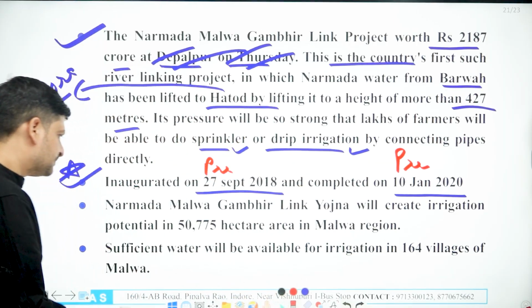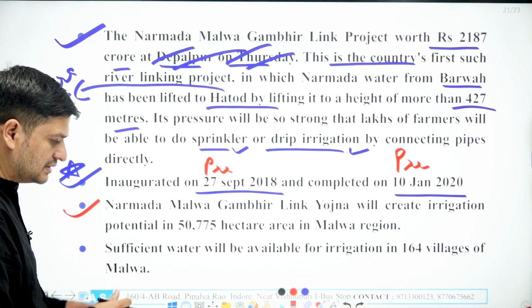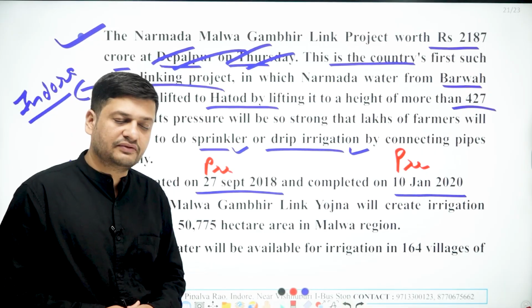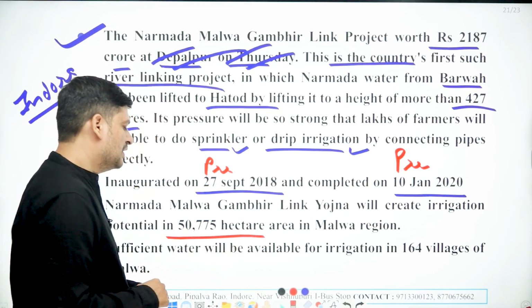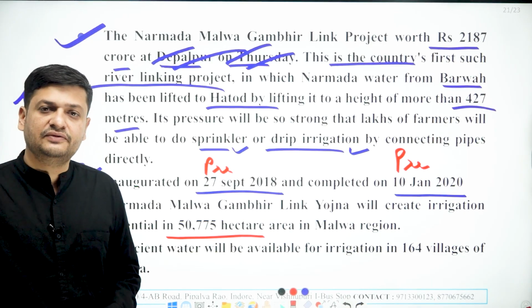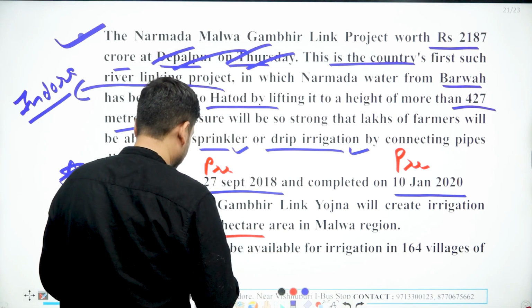If we move further, this river linking project provides irrigation facility to around 50,775 hectares. Please do remember what its capacity is.